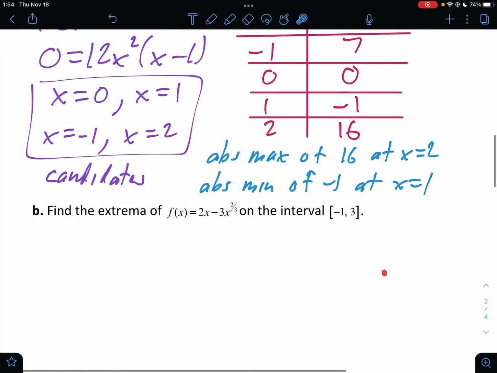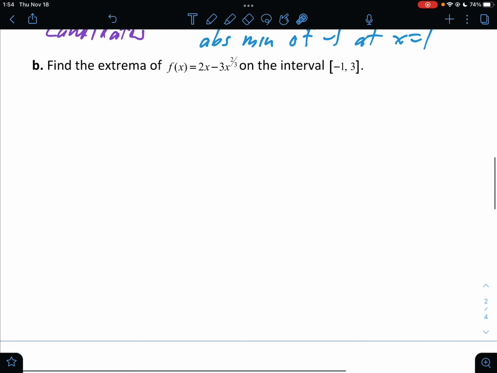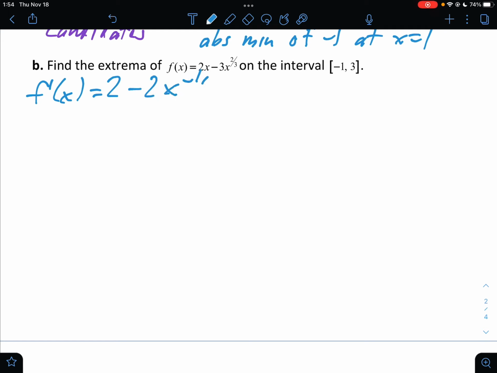So let's try another one. Find the extrema. So we already have two candidates, negative 1 and 3. Let's see if we can find any more candidates. F prime of x equals 2 minus 3 times 2/3, which is 2x to the negative 1/3.